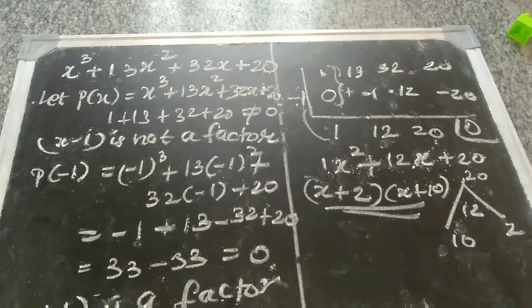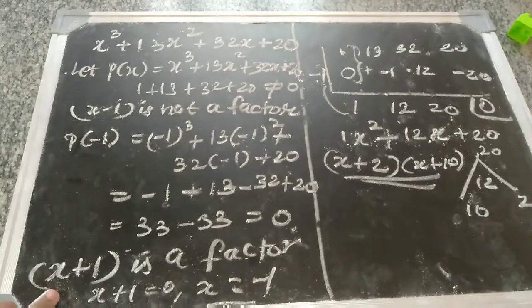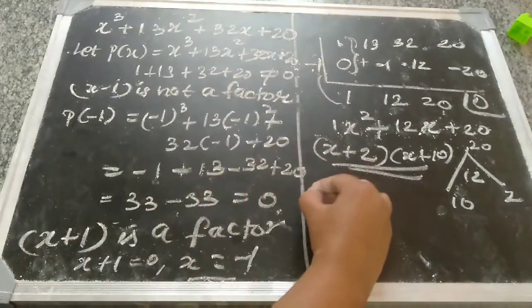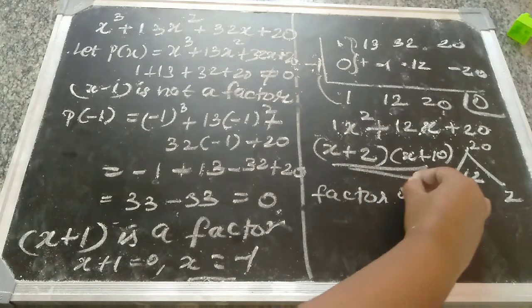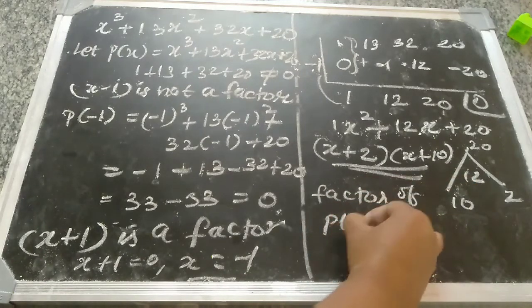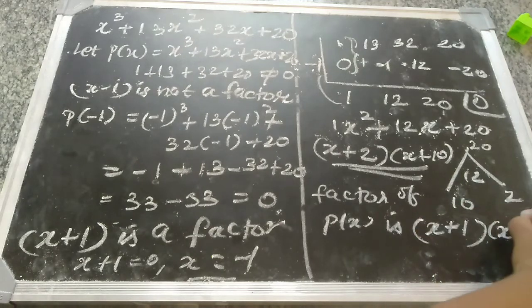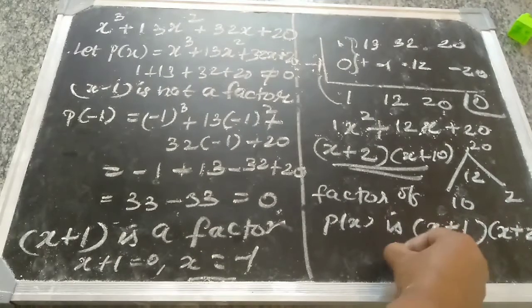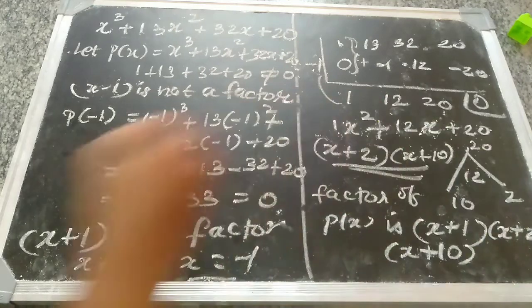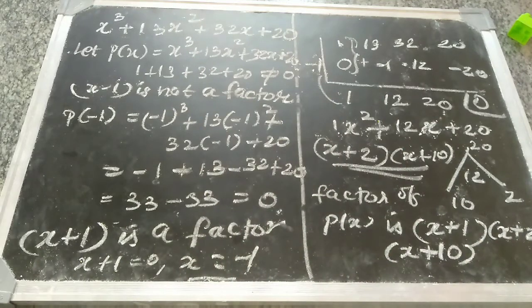Already we found that x plus 1 is a factor. So totally the factors of p of x are x plus 1 into x plus 2 into x plus 10. These are the three factors of p of x.